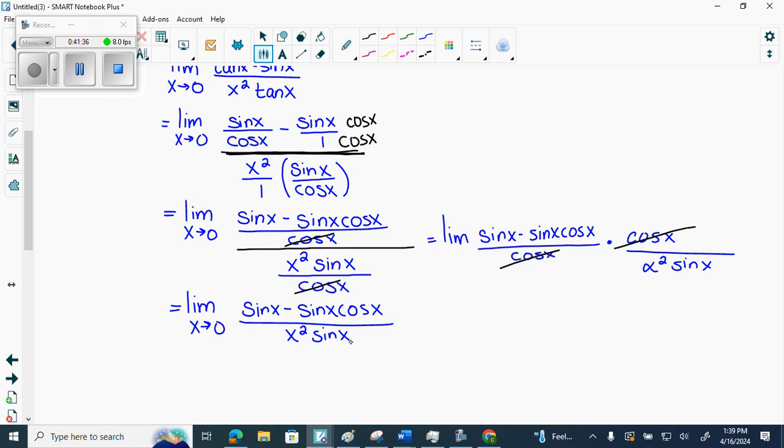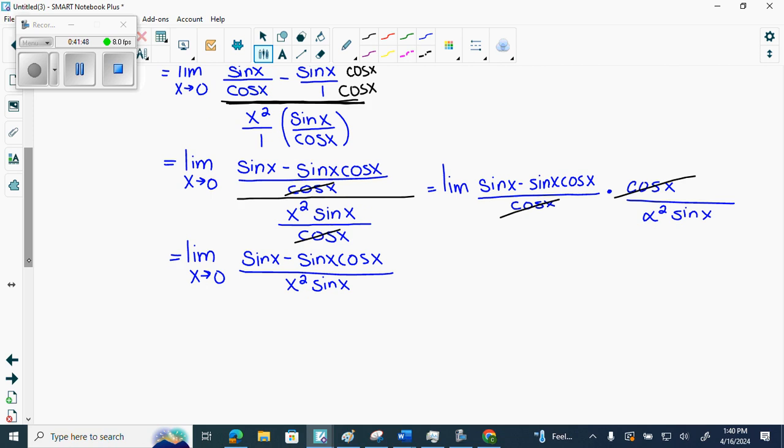No, but if you have a problem and you're stuck, what did I tell you most of the time it is? GCF, someone said it. Who said it? GCF. See, Keaton had it drilled into his memory. GCF, can we take anything out of the top? Then we're left with sine x divided by sine x, which is 1, minus cos x, over x squared sine x. Then what can we do?